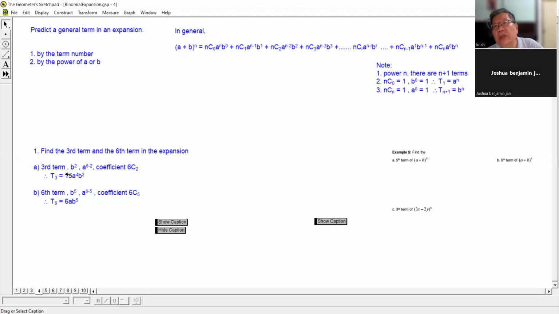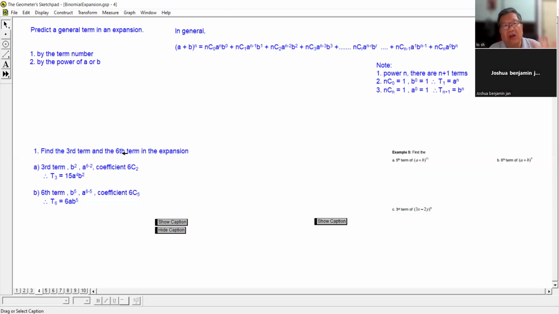So that is how we predict the term. That is what I mean by predict a general term in the expansion. They won't tell you which term they want. You have to tell them the whole term. They tell you one thing about the term, then you must know everything about the term, right? So now we want to predict the sixth term in the expansion. Sixth term means what, you know?